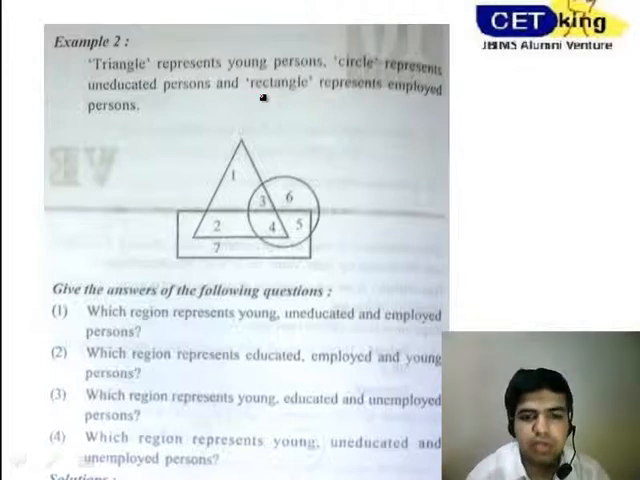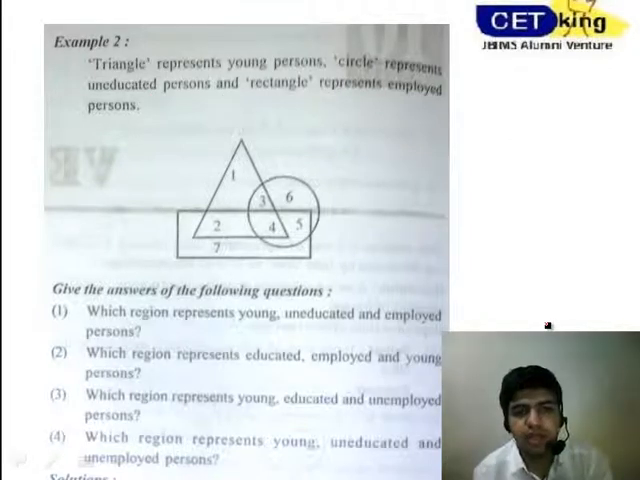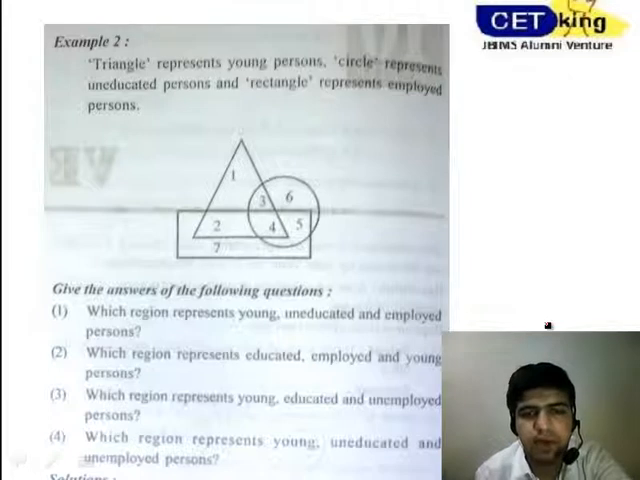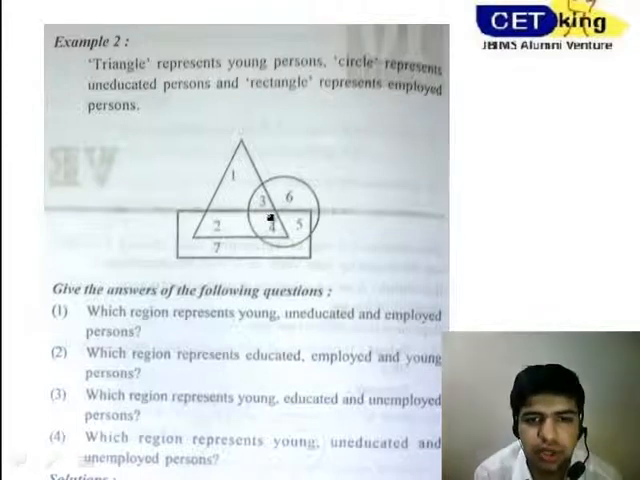So if we are asked the region in which people are young, uneducated, and unemployed. Now suppose we've been asked to find the region of young persons who are uneducated as well as employed. So it will be the intersection of all these three, that is 4.